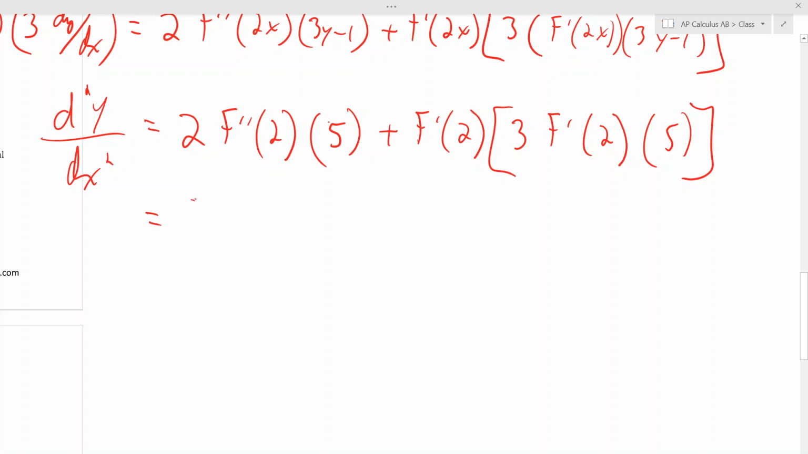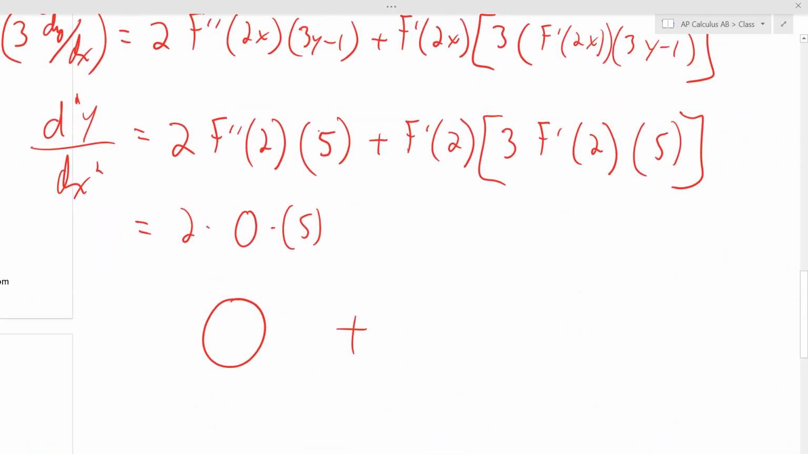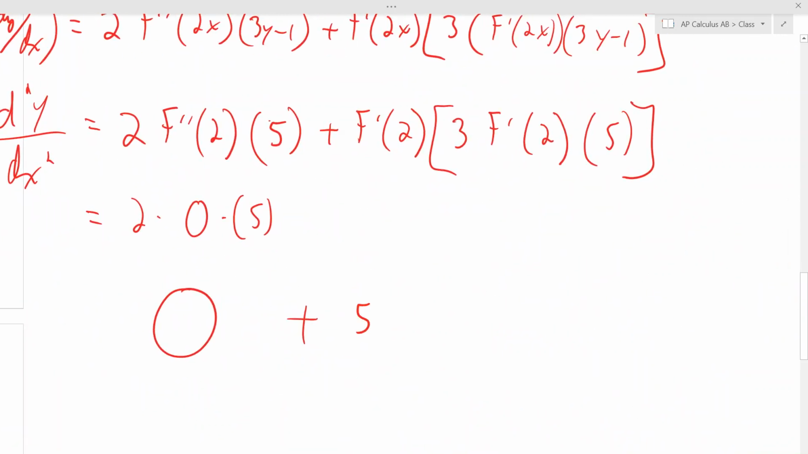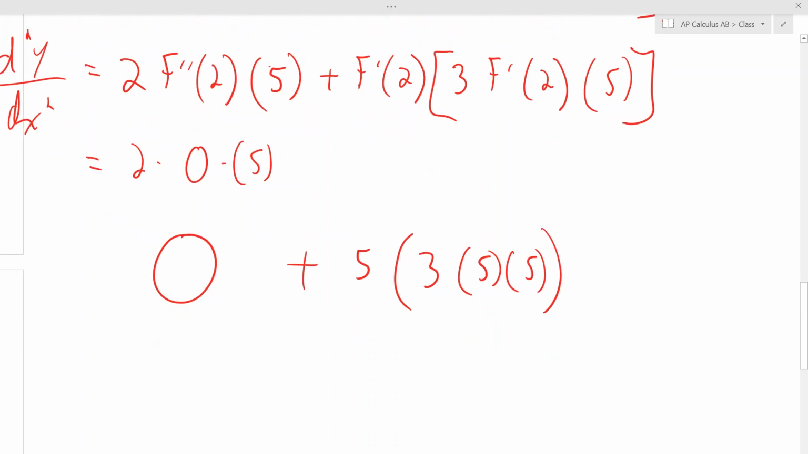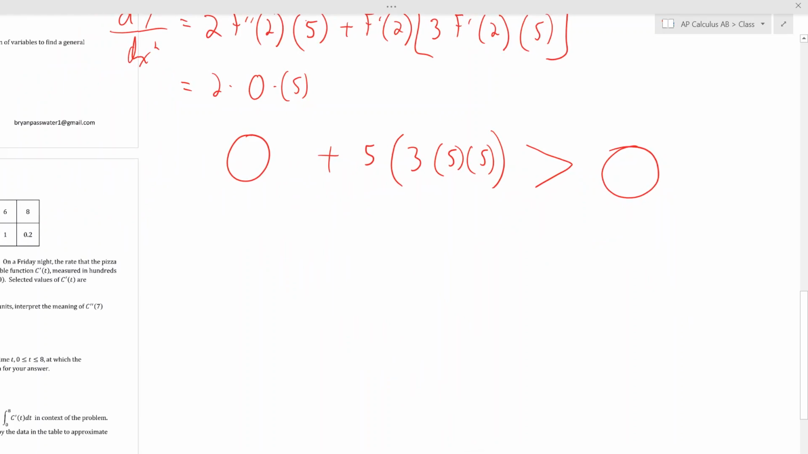It's 2 times 0 times 5. So we just have one big 0 here. Plus f prime of 2, they tell us right from the graph. We got to look way up here, but f prime of 2 is 5, because that's off our graph. So we have 5 times 3, f prime of 2 is 5, and another 5. It doesn't matter what that is. That's definitely a positive number.